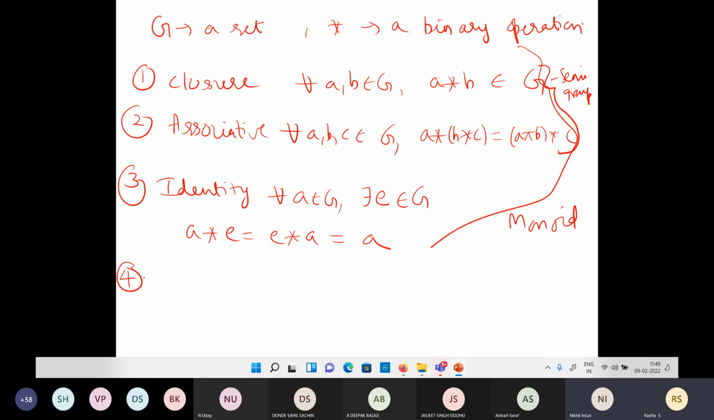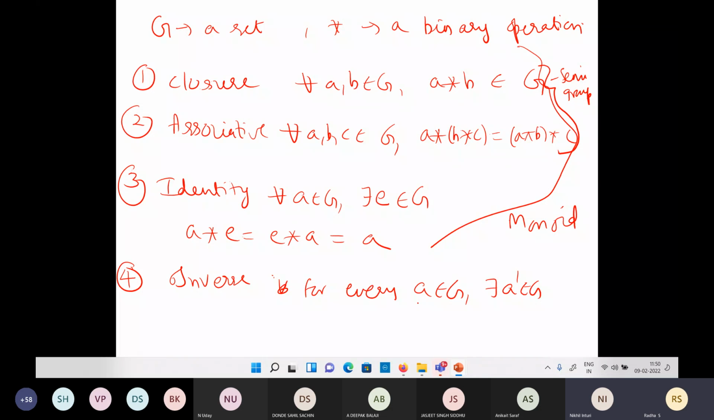Then the fourth one, inverse. Inverse means what? For every A, both mean one and the same. For every A you should have an A dash. It's not common. A dash is not common.